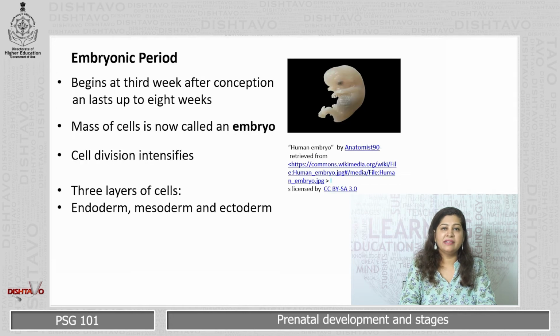Now we look at the embryonic period. This period begins at the 3rd week after conception and it lasts up to 8 weeks. The mass of cells is now called an embryo. Cell division, which began in the germinal period, now begins to intensify, and there are 3 layers of cells that are formed. These are the endoderm, the mesoderm, and the ectoderm.